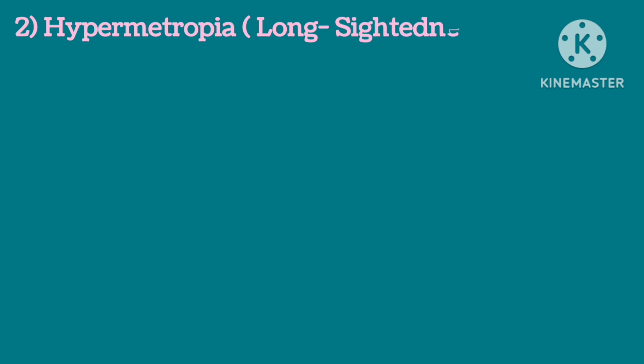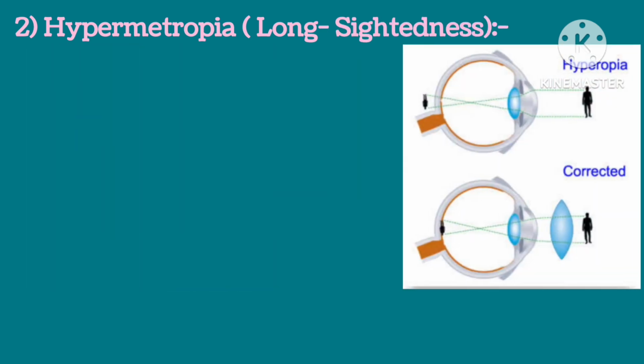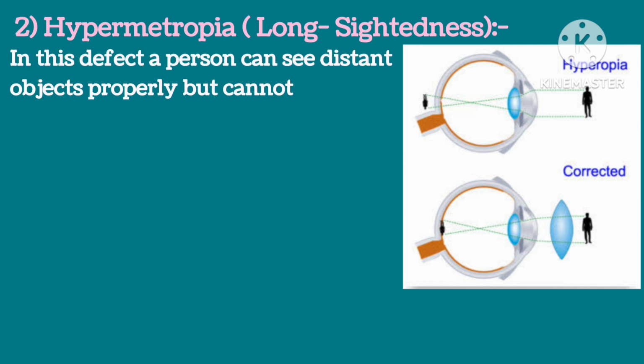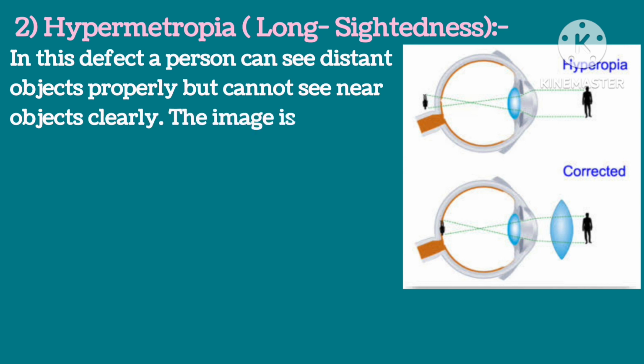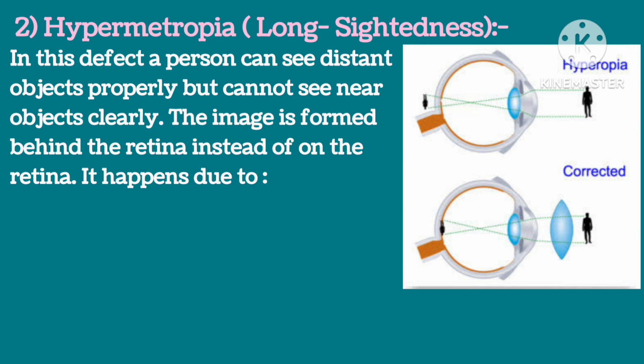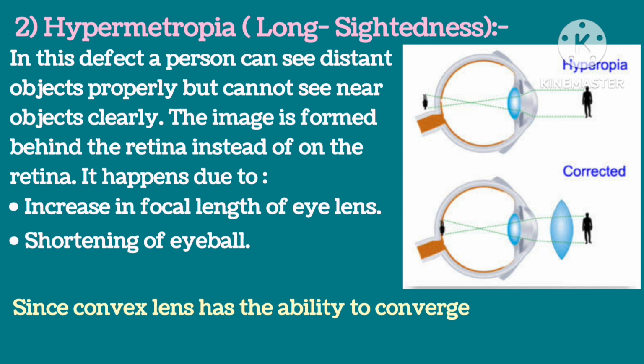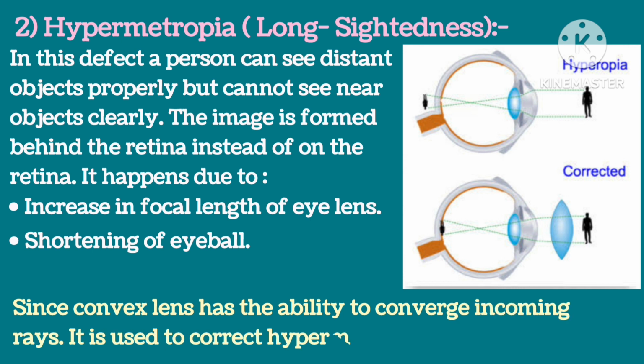Second is hypermetropia or long-sightedness. As you can see in the picture, in this kind of defect, the person can see the distant object properly but cannot see the near objects clearly. Image is formed behind the retina instead of on the retina. It happens due to increase in the focal length of the eye lens, shortening of eyeball. Since convex lens has the ability to converge incoming rays, it is used to correct hypermetropia.